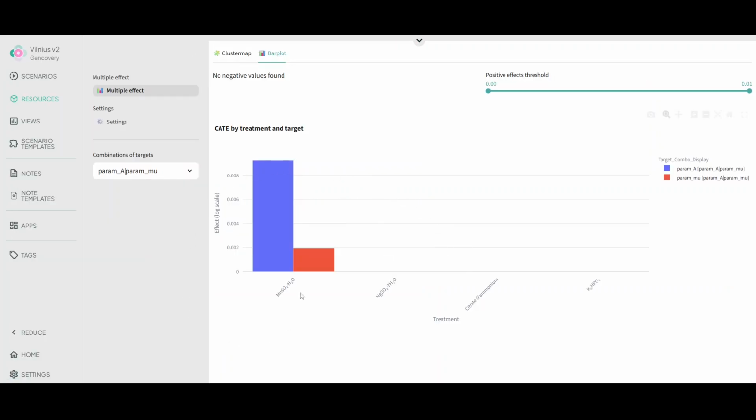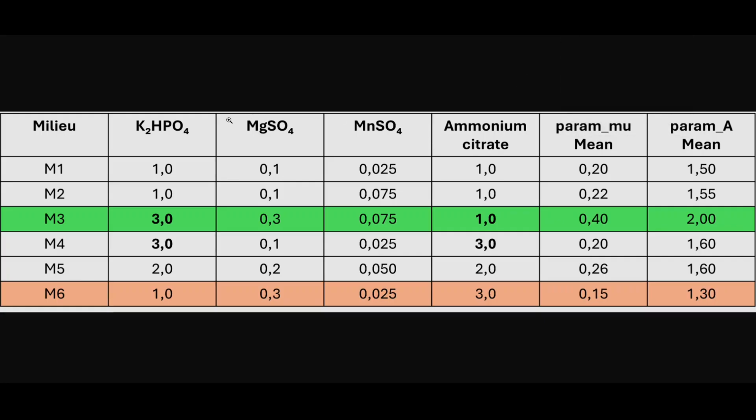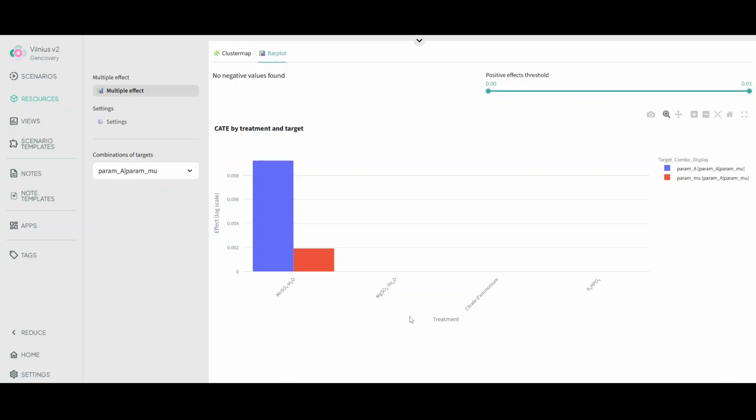Manganese sulfate shows the largest causal effect on both param A and param mu. This makes sense when we look at the experimental design. The contrast between M1 and M2, where manganese sulfate is the only variable that's changed, from 0.025 to 0.075 gram per liter, gives the algorithm a clean, unconfounded estimate of its effect. By contrast, dipotassium phosphate and magnesium sulfate show near zero effect here.